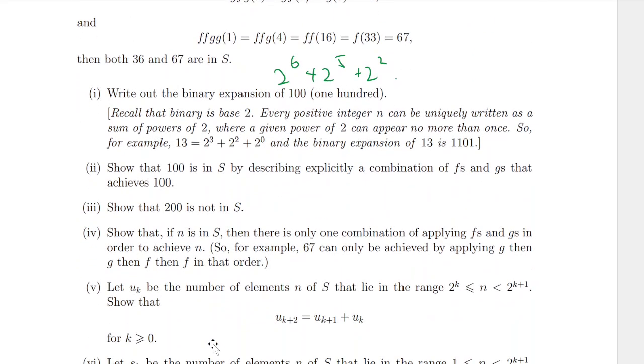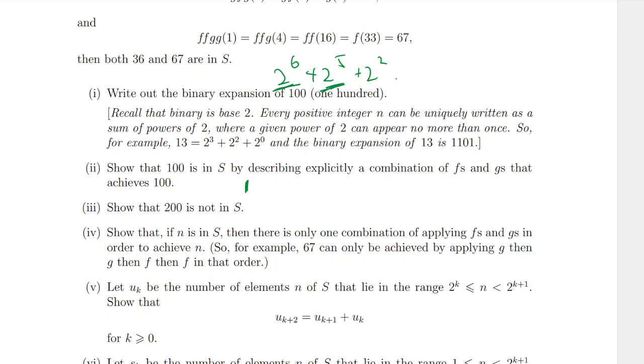Show that 100 is in S by describing explicitly a combination of f's and g's that achieves 100. Okay, so how do we do this? Well, we've got to observe what's going on in the binary expansion. We start from 1, right? So we have this 2 to the 6 plus 2 to the 5 structure here. These are powers of 2 which differ by 1, right?